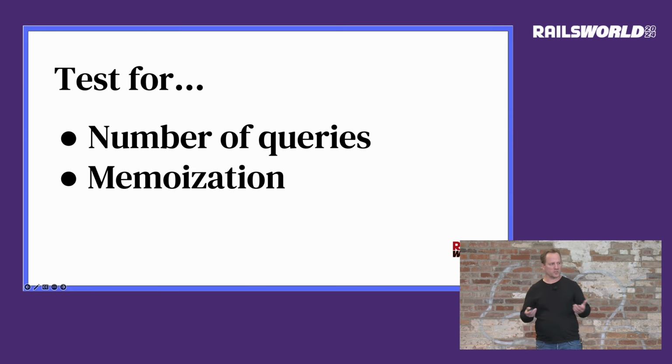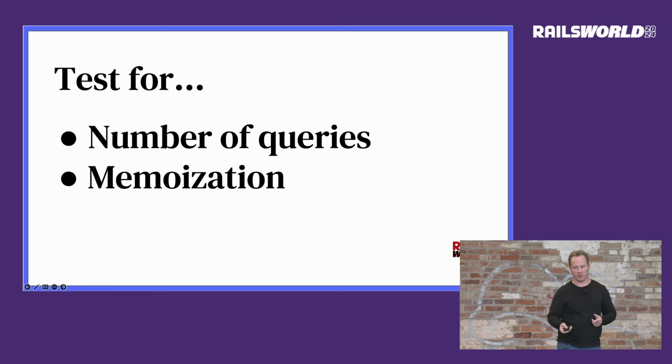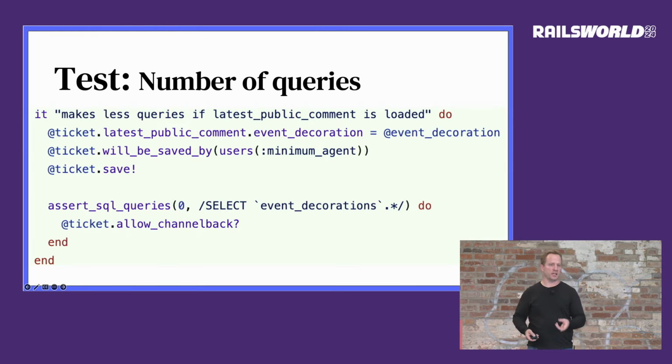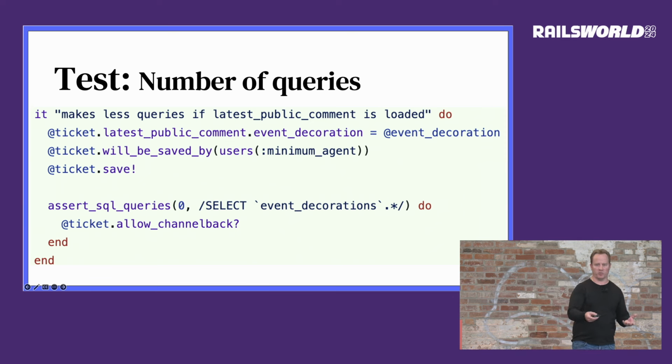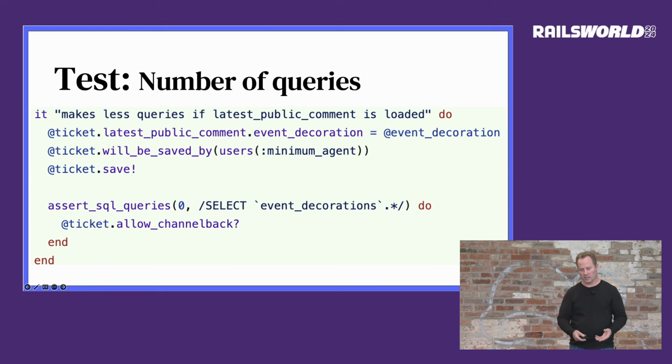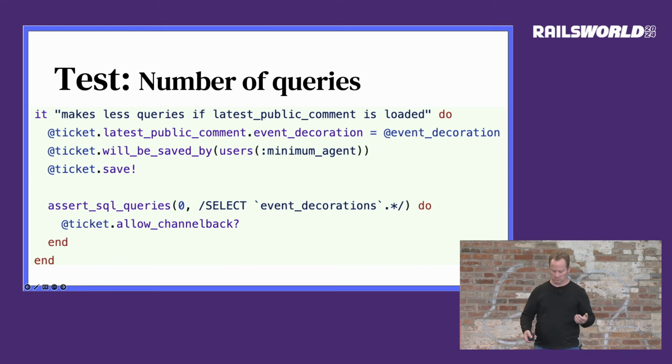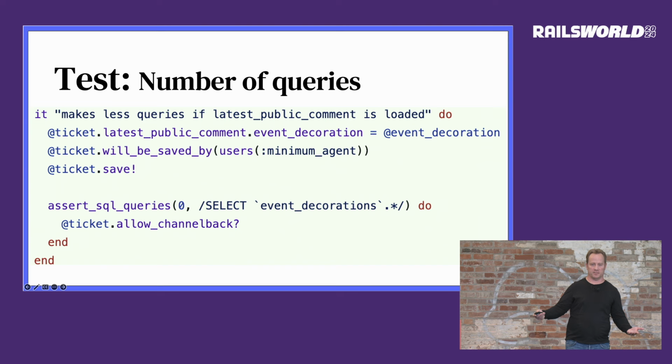One of the things I don't see in a lot of applications is testing for the number of queries. We have a very specific syntax at Zendesk, but there's a whole bunch of open source gems that you can actually use to test the number of queries in your application. It's really important for things that you expect no queries from, but could have queries. And the syntax is something like this, where you have assert SQL queries, you pass in the number of SQL queries you want, and then you pass it a regex.